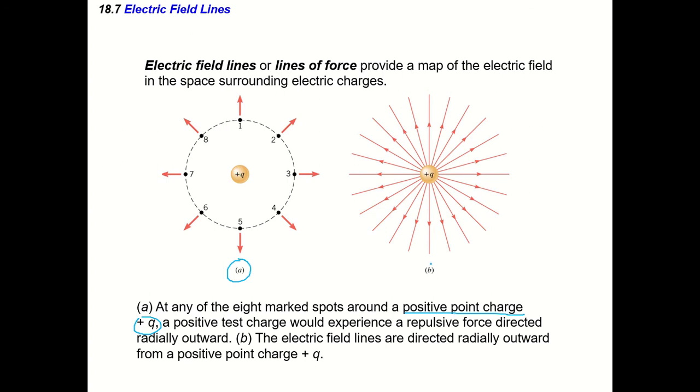And for illustration B, you can see the electric field lines. Now it talks about electric field lines. These are the electric field lines, directed radially outward from the positive point charge Q. So it's going outside, no? Going away from this. So these are the electric field lines.